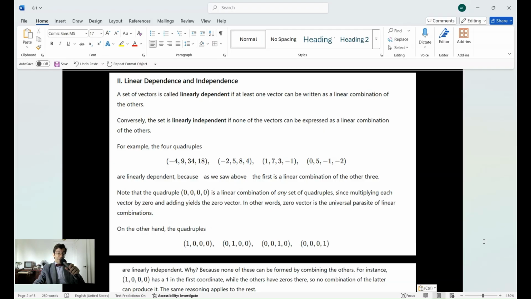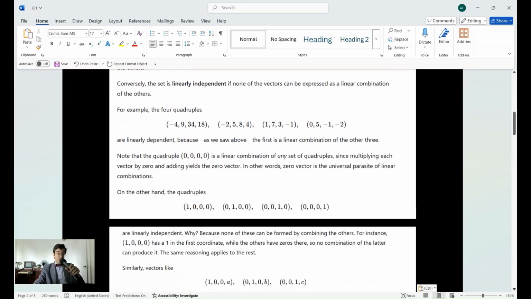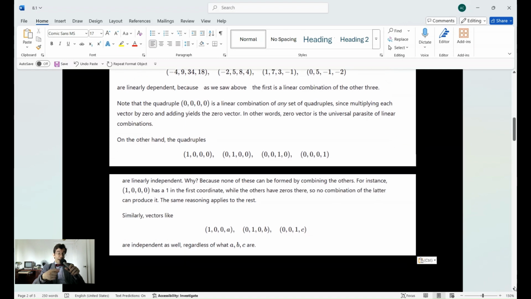On the other hand, you have these quadruples. These last four here are linearly independent. And why is that? Because none of these can be formed by combining the others. So you have 1 and then triple zero. Notice that you have a 1 in the first coordinate, so the others have zeros there. So no combination of the latter can produce it. And the same reasoning applies to the rest. Similarly, vectors like (1, 0, 0, a), (0, 1, 0, b), or (0, 0, 1, c) are independent as well, regardless of what a, b, and c are. So now we're going to look at a fundamental property as well.